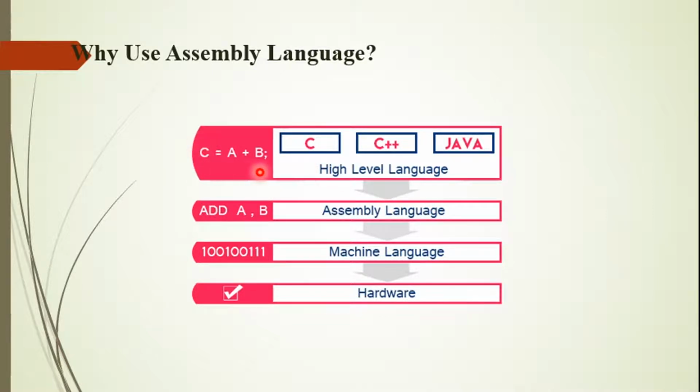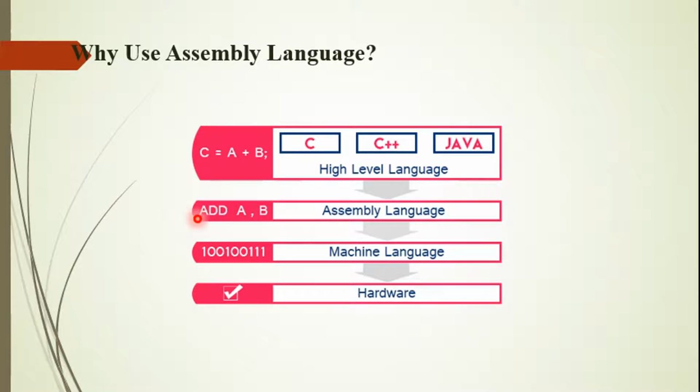So you can see a code written, one instruction, that is C equal to A plus B. This is in high level language where the contents of A and B are added and stored in C. A similar operation can be performed using assembly language, where we can write an instruction or set of statements to have this particular operation done. That is written in English-like format. So: ADD A, B.